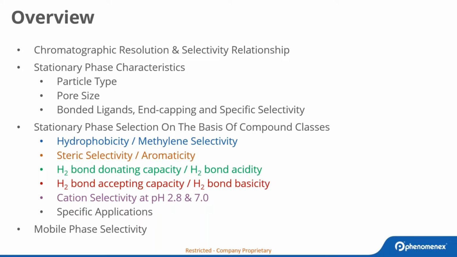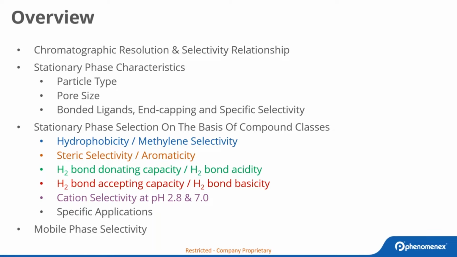Looking at an overview of today's presentation, there's a lot to get through, so keep with me here. First, we're going to go over the chromatographic resolution and selectivity relationship. Then we're going to go over some stationary phase characteristics: particle type, pore size, bonded ligands, and capping, specific selectivity. Then we'll jump into stationary phases and the selection based on different compound classes.